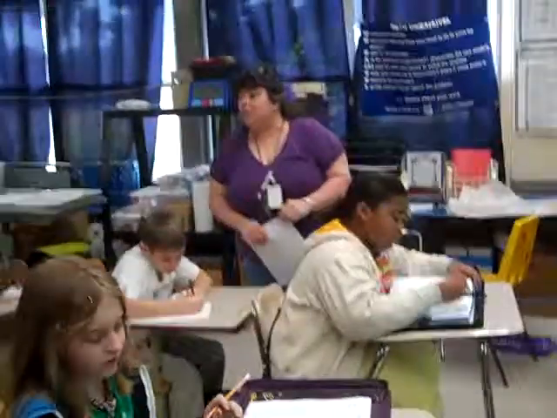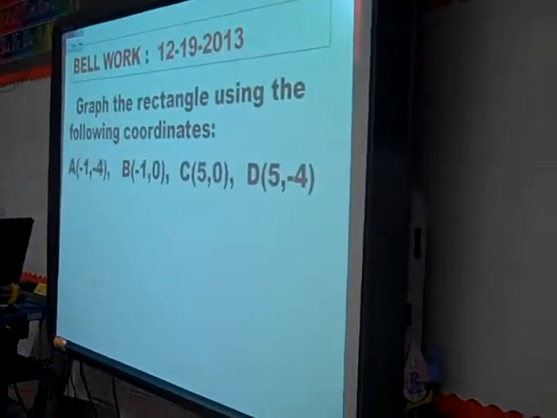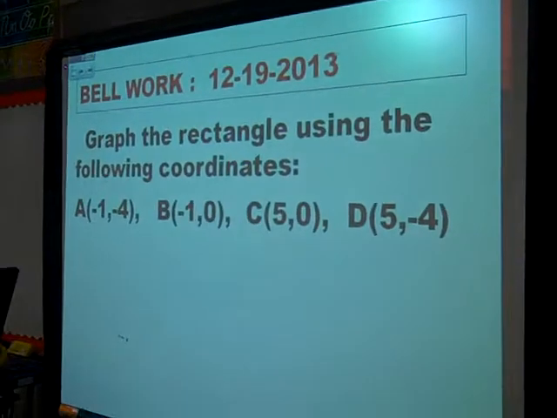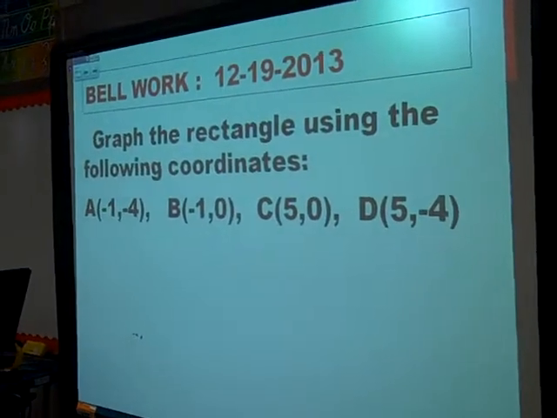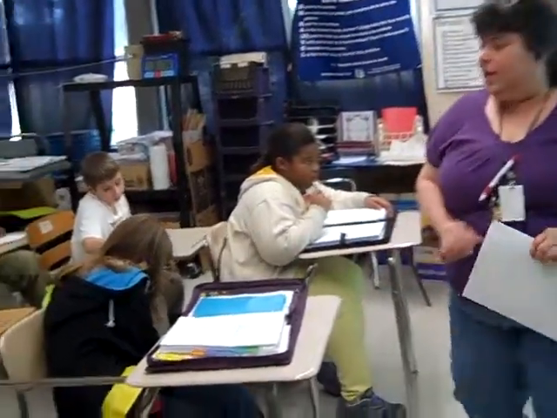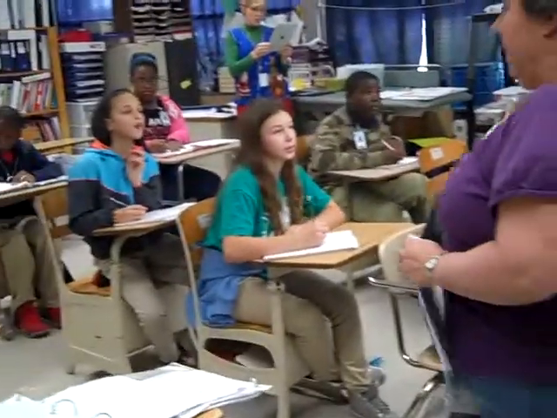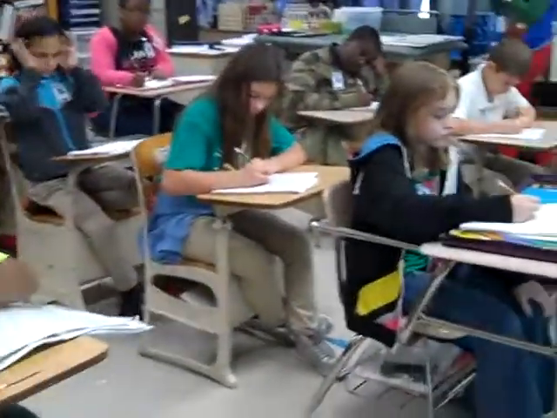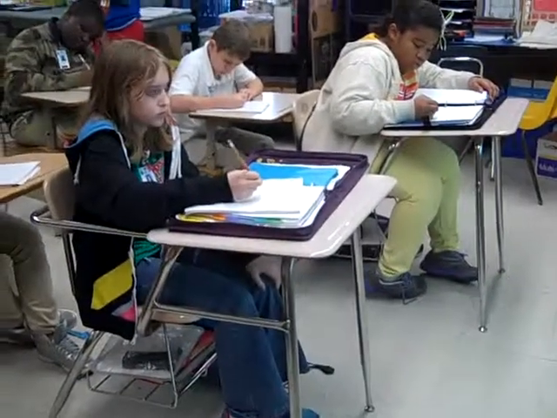Draw the 4 quadrants on your paper and plot the points. Since I want to create a rectangle, what are we going to do to our 4 points after we plot them? Connect the dots. Thank you. So go ahead and draw the 4 quadrants. The biggest number we have to go to is 5 all the way around, 5 and negative 5. And that takes care of the beginning of our lesson today.